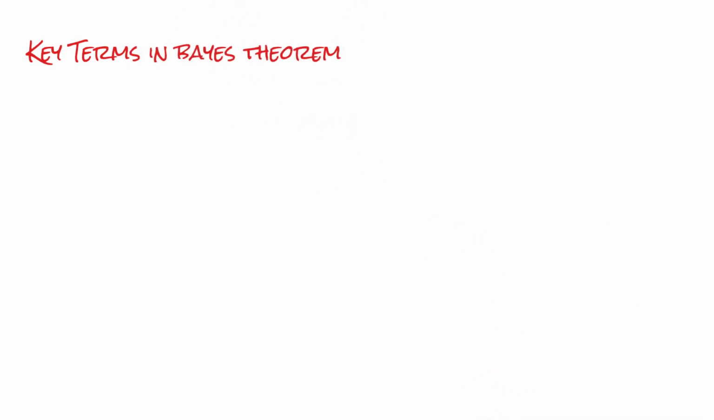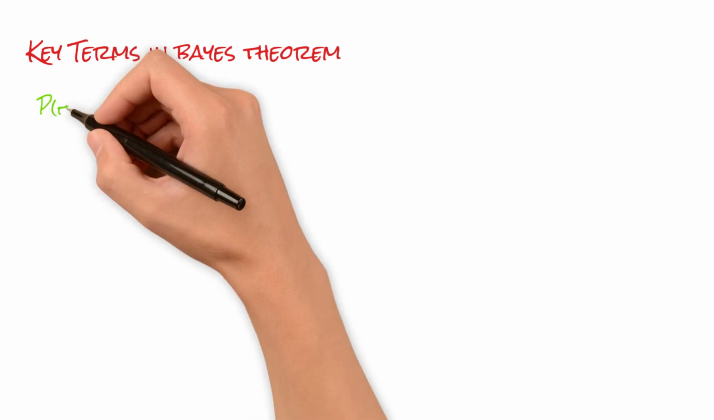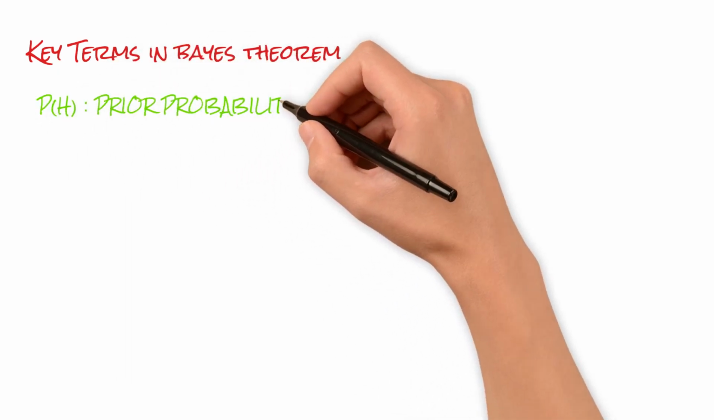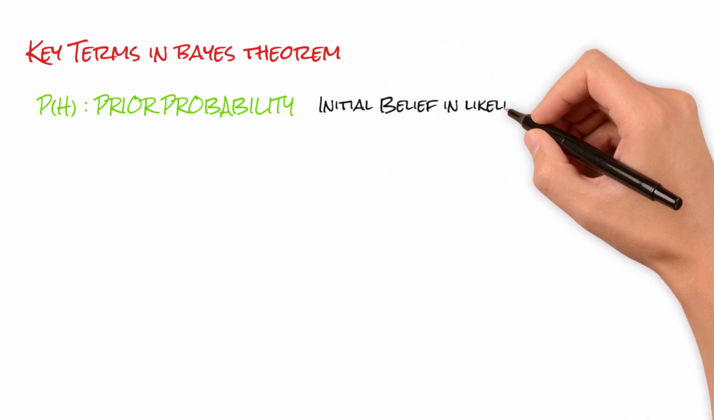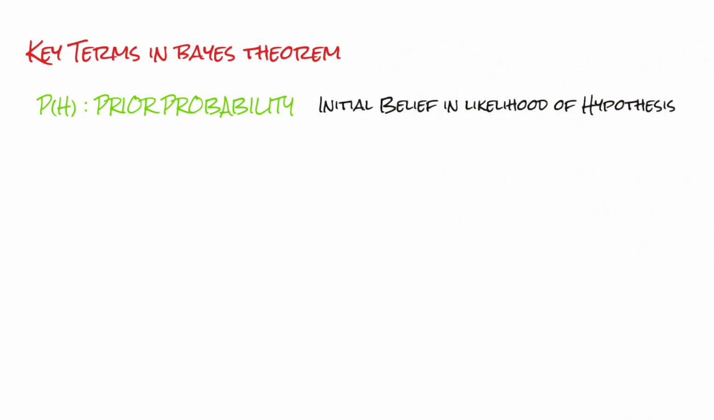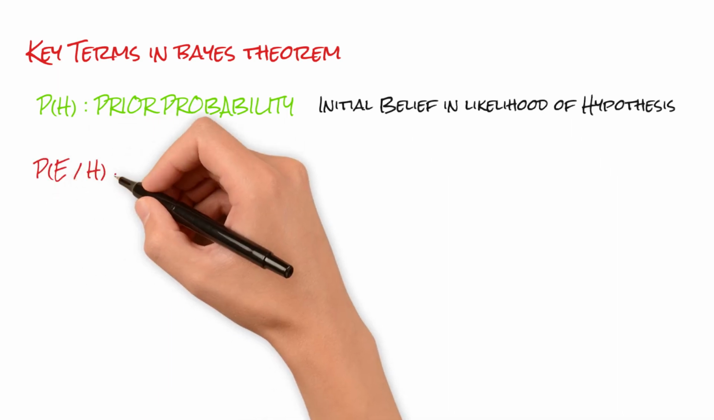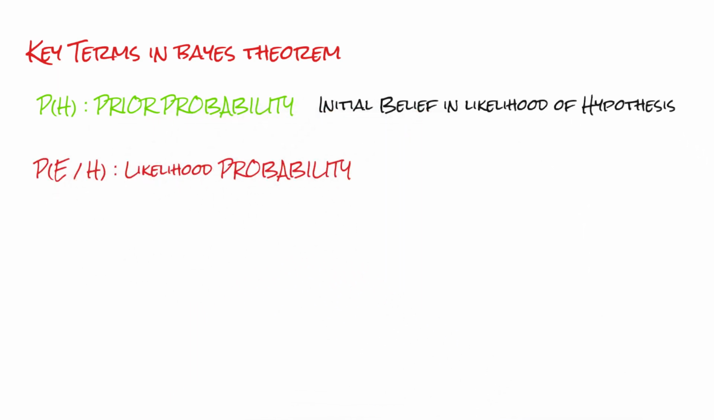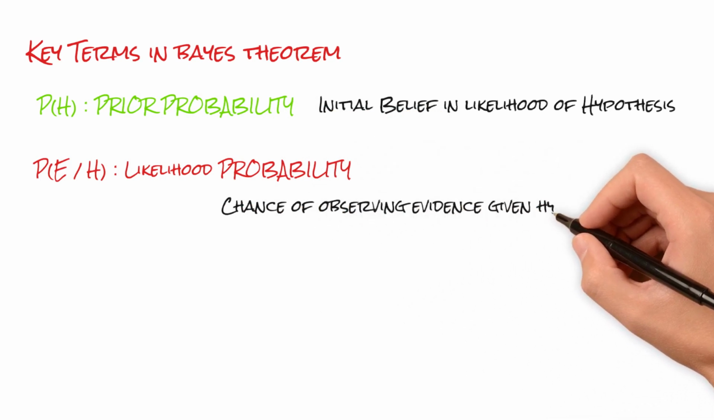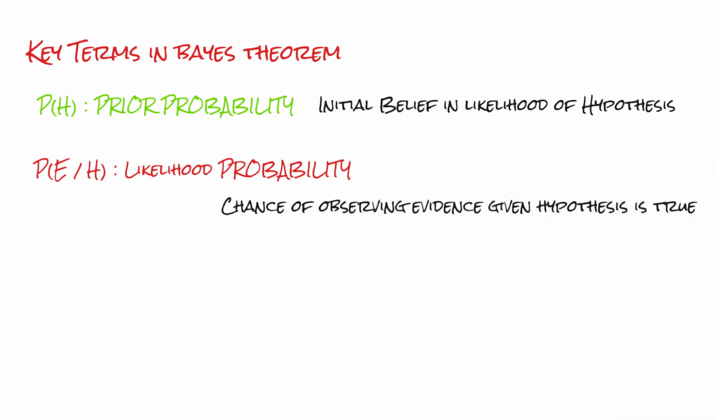So let's talk about the key terms in Bayes' theorem. Prior probability. This is where we start. It's our initial belief in the likelihood of a hypothesis based on historical data or general statistics. Then we have likelihood probability. This probability represents the chance of observing specific evidence, given that the hypothesis is true. It is essentially the probability of seeing the evidence when the hypothesis holds.